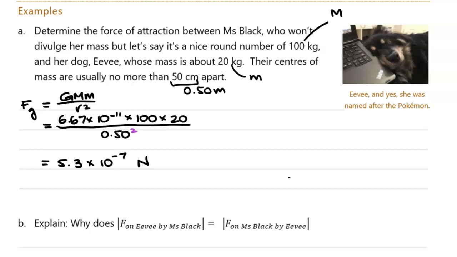Yes, she was named after the Pokemon, and yes, she does tend to do that on my work computer when I'm trying to do things like this.